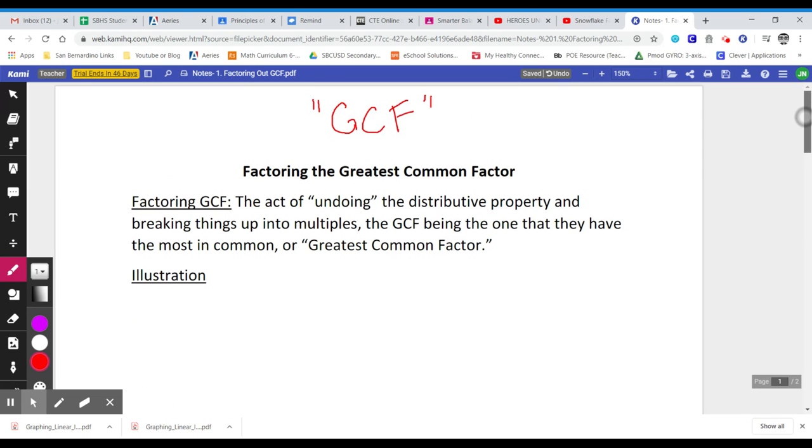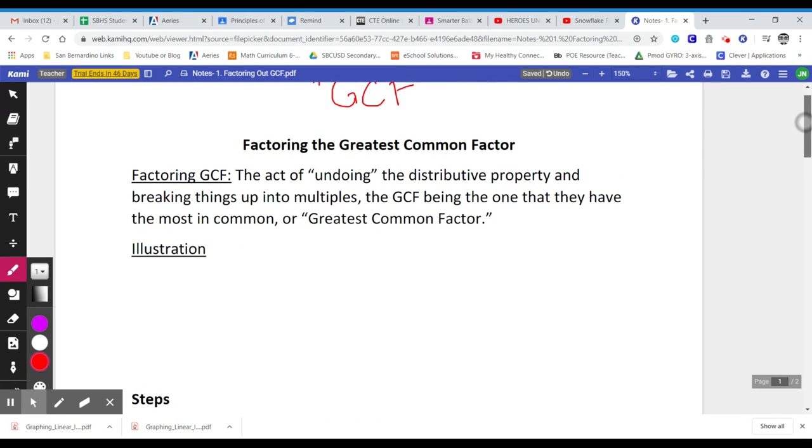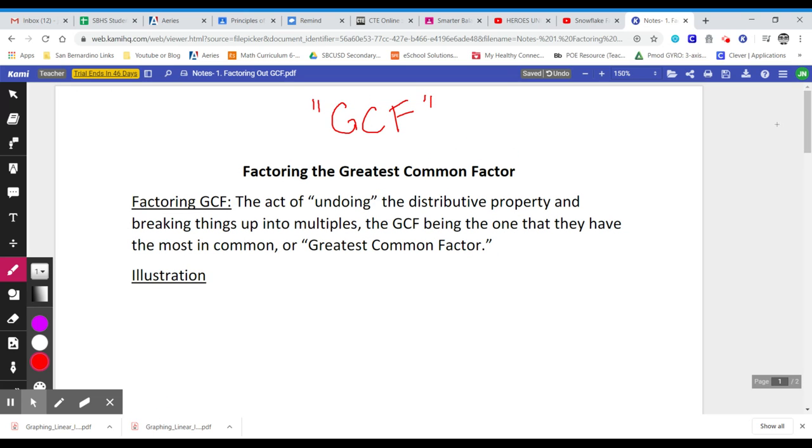So factoring is the act of breaking stuff apart. When two things are multiplied together, you can also take them apart. It's kind of like doing the distributive property, but backwards. If you think about distributive property, you have a term on the outside, and then you're multiplying by everything on the inside. That would be multiplying it in, or distributive property. Factoring is like doing the distributive property, but in reverse.